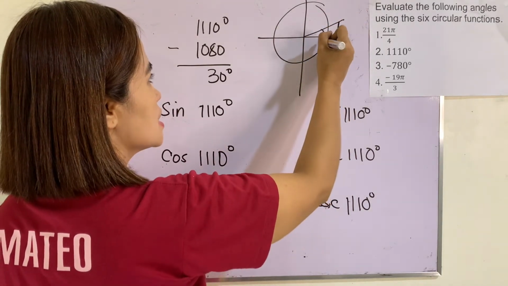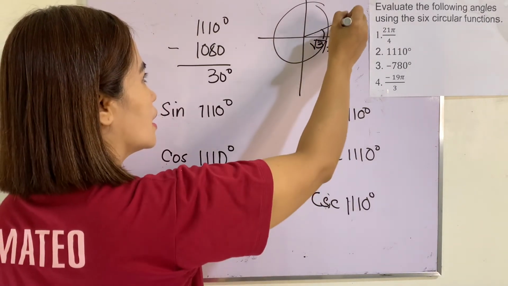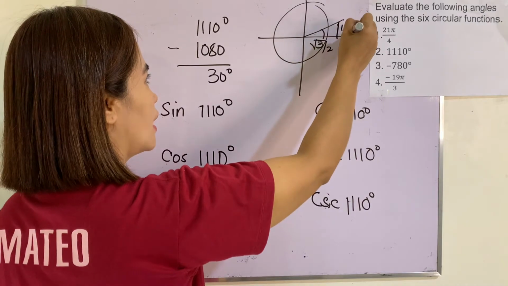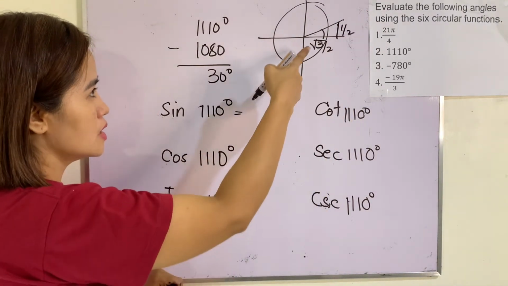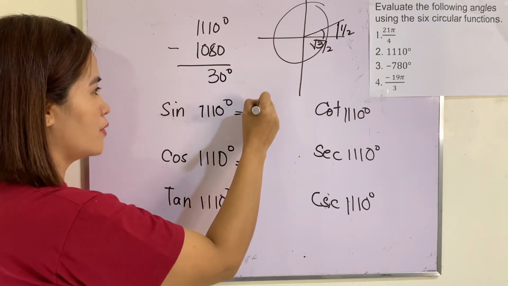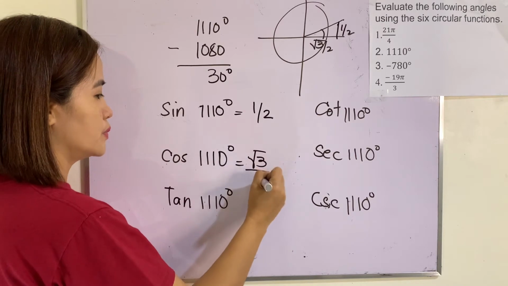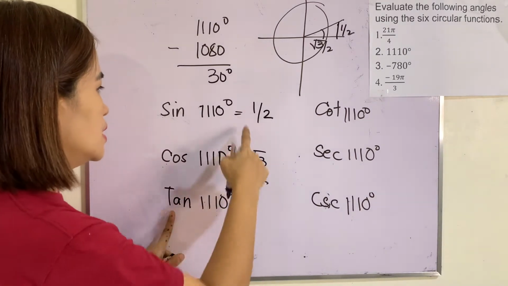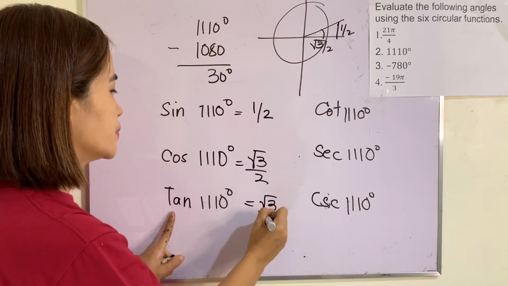Our x is square root of 3 over 2, that is the longer side. And our shorter side is 1/2. Okay, so we have sine is, of course, 1/2, that is the y. Our x is square root of 3 over 2. So, dividing it, this one is square root of 3 over 3.